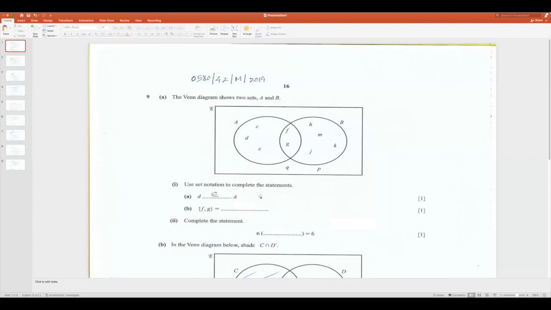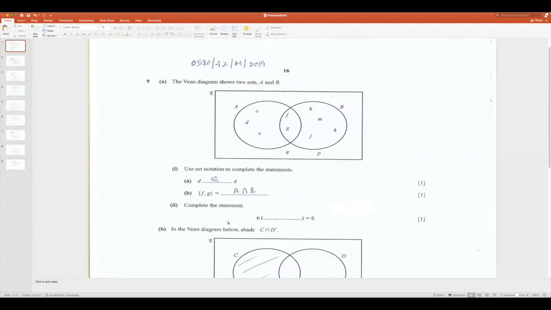F and G are here, in this area, A intersection B. So F and G are in A intersection B. Complete the statement. N means the number of elements in the set. This one is having only 1, 2, 3, 4, 5. But here in B, 1, 2, 3, 4, 5, 6 there. So we can say n(B) equals 6.